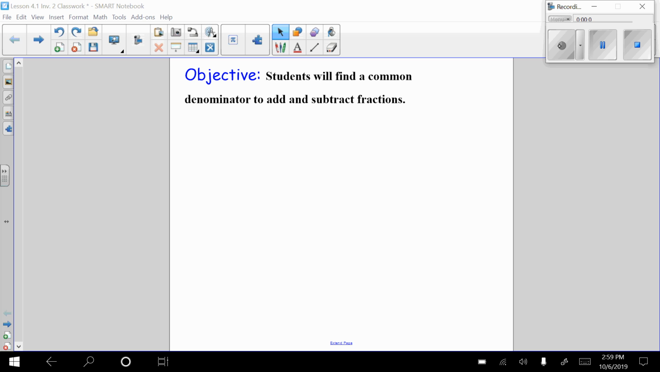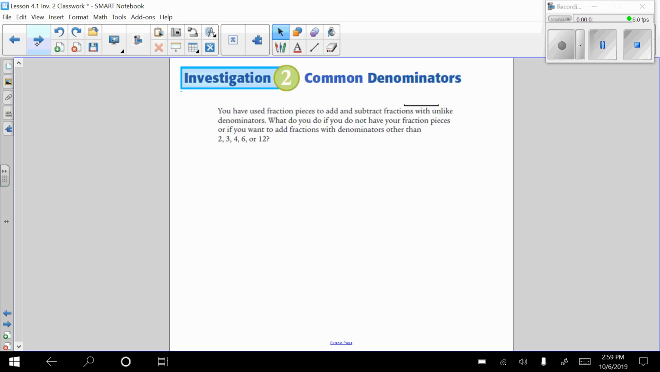Add and subtract fractions with a common denominator. What do we do if we don't have our fraction pieces like we used in class the other day, and the denominator is not 2, 3, 4, 6, or 12? How do we solve these problems?